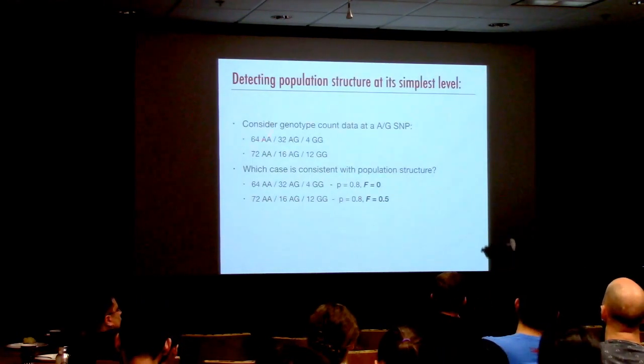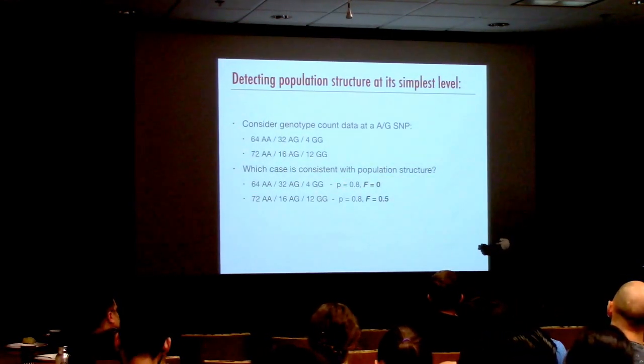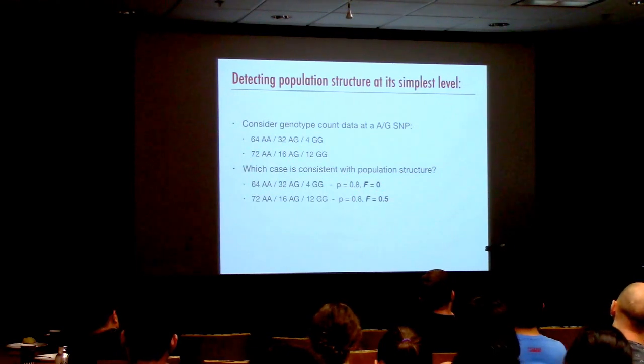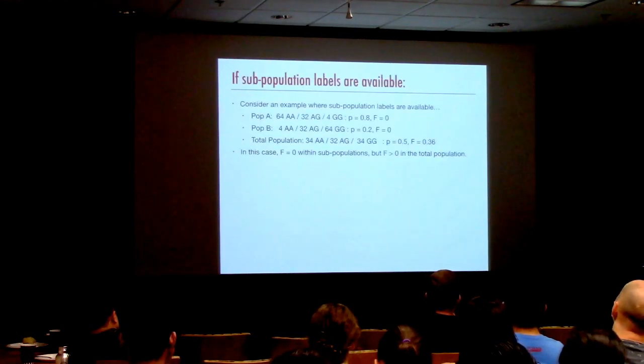Okay, so now if we return to these two cases, p is 0.8 for both of them. If we compute F in this case, it's 0. If we compute F in this case, it's 0.5. So even with just simple genotype count data, you can already detect population structure.